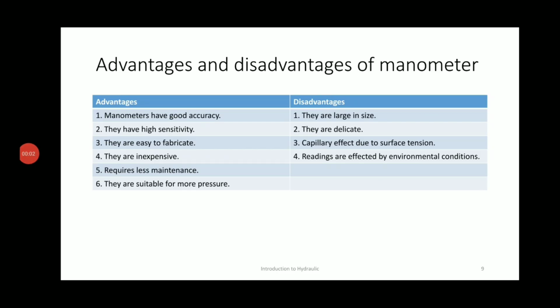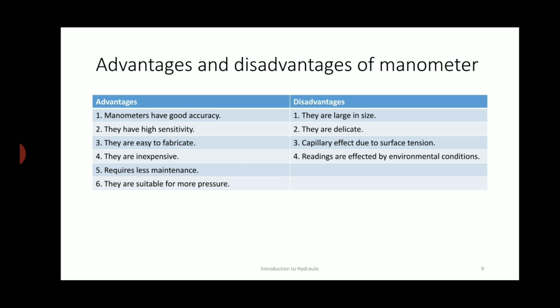Advantages and disadvantages of manometer. Manometers have good accuracy. They have high sensitivity. They are easy to fabricate. They are inexpensive. They require less maintenance. They are suitable for low pressure.